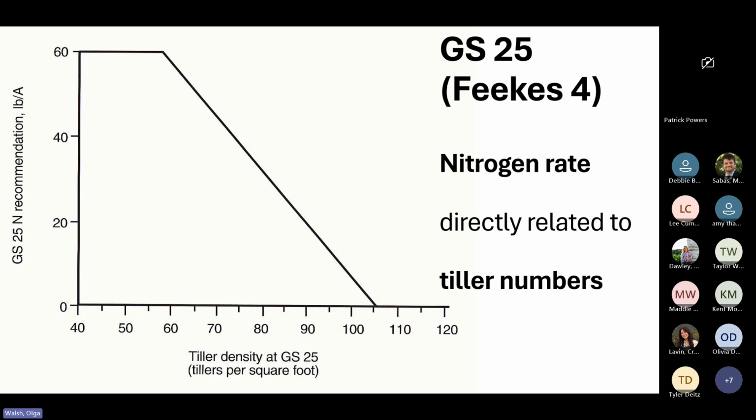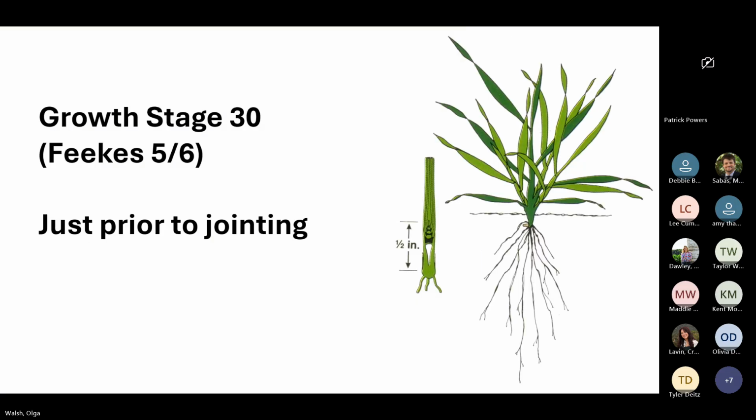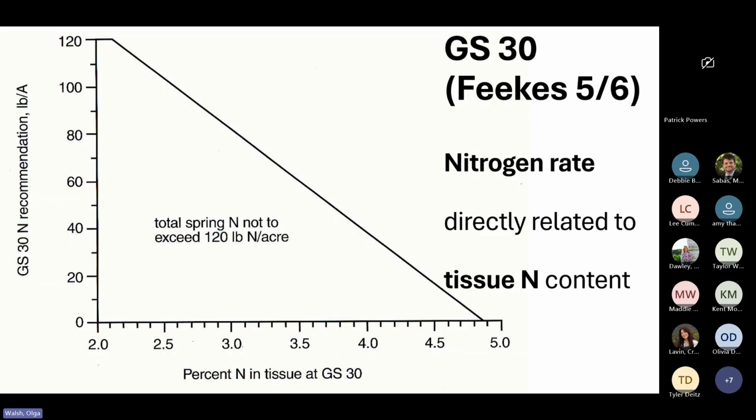And so this shows nitrogen rate is directly related to tiller numbers. So very important, again, tillering is a critical growth stage for wheat. And that is why the recommendations are typically tied to tillering. So this is what the plant looks like around Feekes 5, 6, which is just prior to the initiation of jointing, and this is active tiller creation. And this is the time when most fertilizer applications are done in the field.